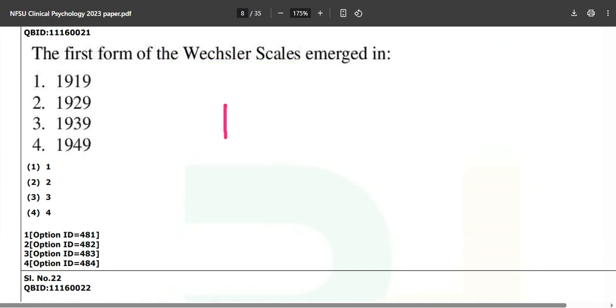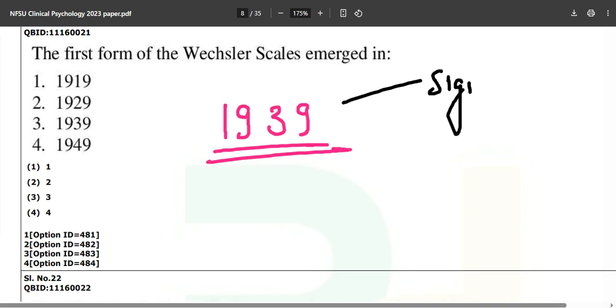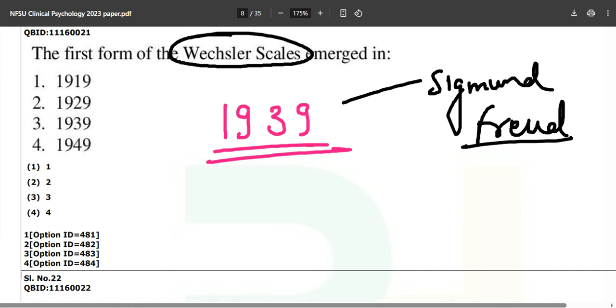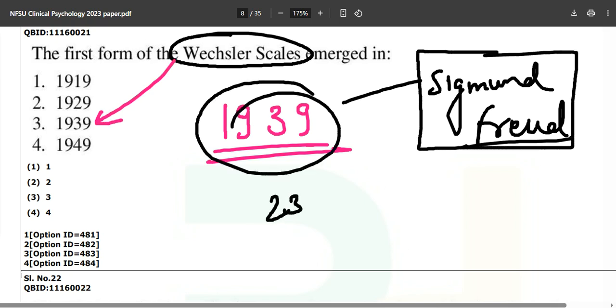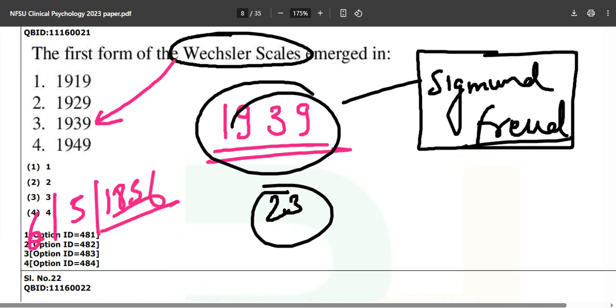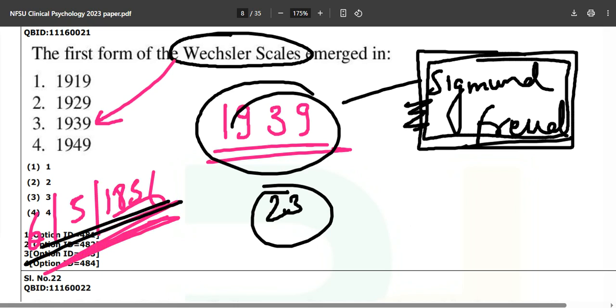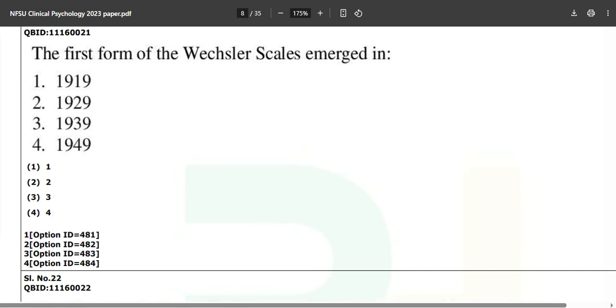Interestingly, 1939 was the same year the big boss, Sigmund Freud, died. In the same year, the very first Wechsler scale came up. Sigmund Freud died on 23rd of September 1939, and he was born on 6 May 1856. This was the date of birth, and this is the date of death. Freud died in 1939, and the same year the first form of the Wechsler Adult Intelligence Scale came up.